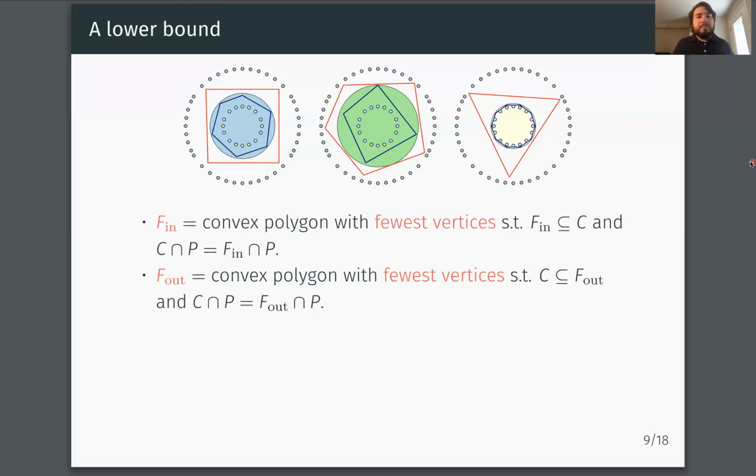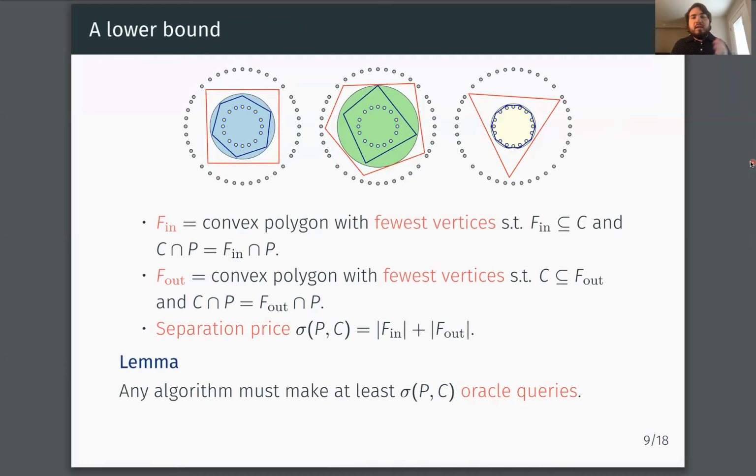And we can show that if you define the separation price as the sum of the sizes of each of these two polygons, then any algorithm has to make at least sigma PC oracle queries, where sigma PC is the separation price. So this matches our intuition in the worst case scenario that I mentioned, where if all of the points are very close to the boundary, the separation price is going to have near linear size, and indeed this lemma states that any algorithm has to make at least a linear number of oracle queries.